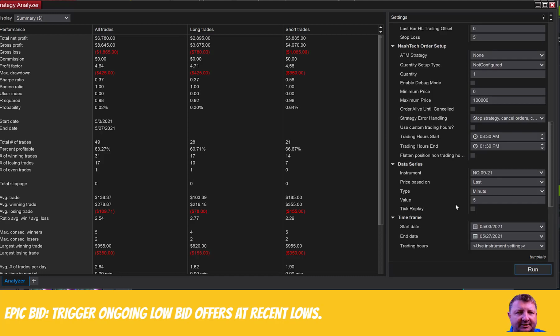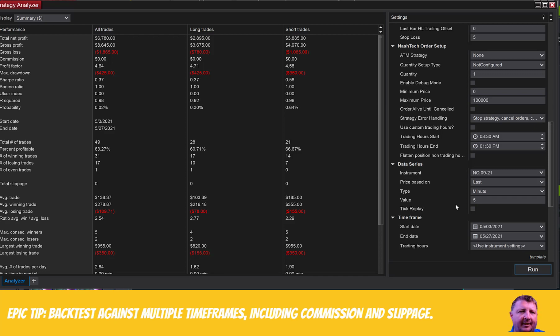So this looks like pretty good settings. It would have had 49 trades, 63% profitable. I think anytime you're looking at a profit factor anywhere in above a 2 or a 3 is worth, to me, testing further on simulation, market replay, things like that.